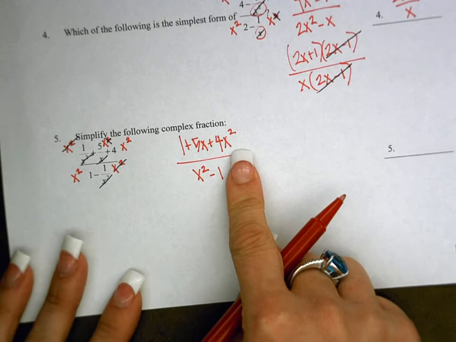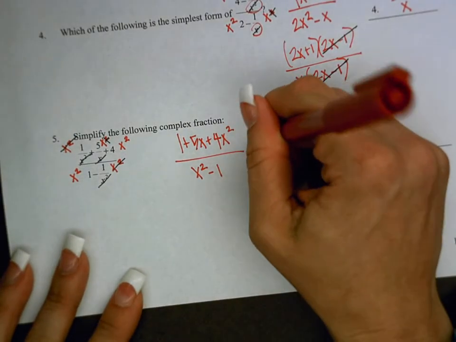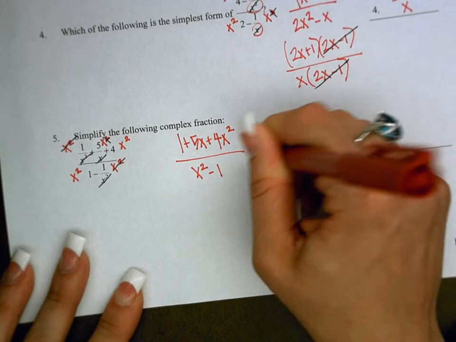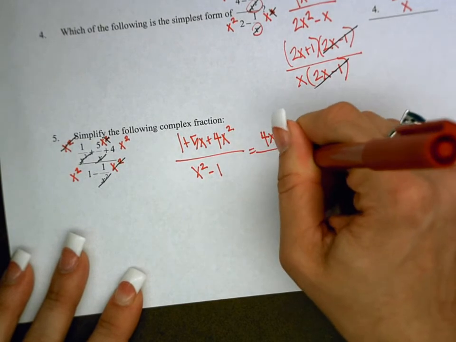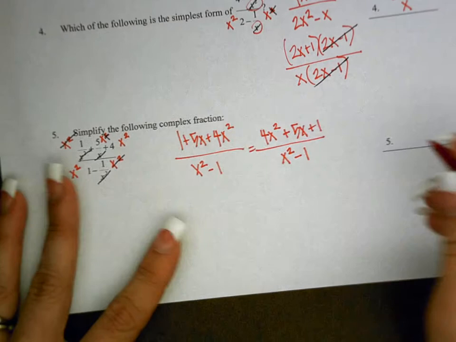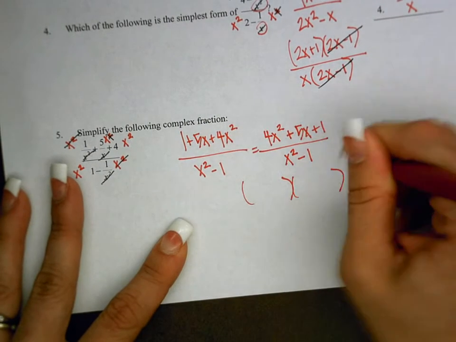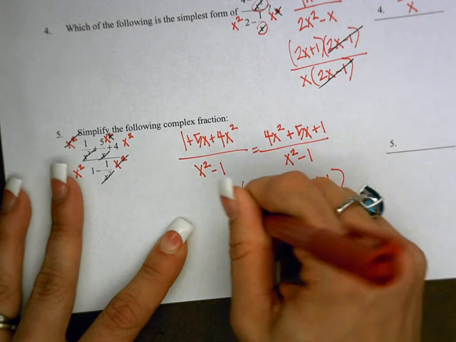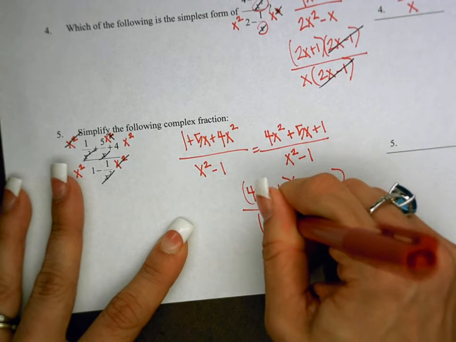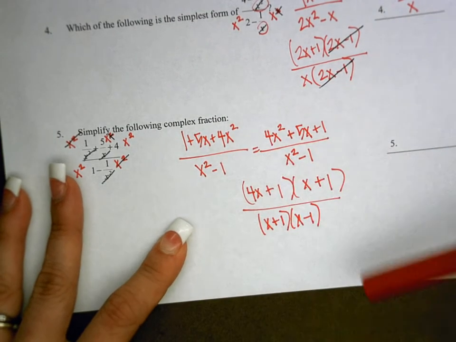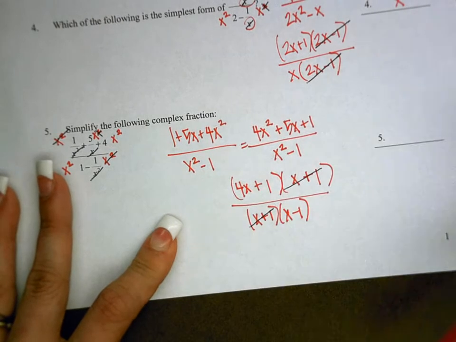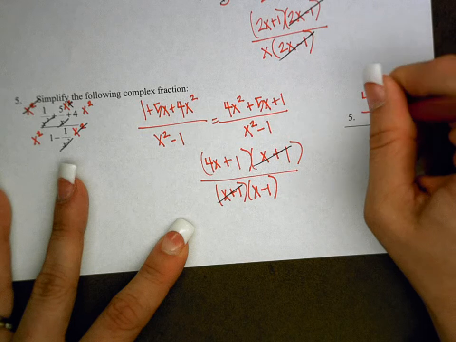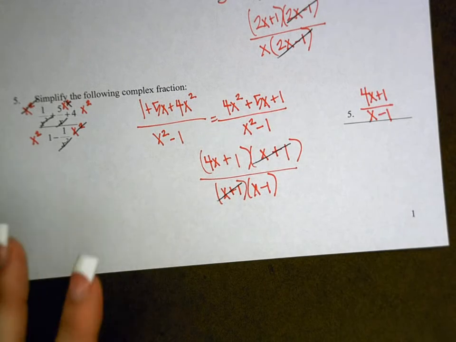If you want to, because these are all positive, you can rearrange this and write it in descending exponent order. You don't have to. You could factor it the way it was, but you can change that. This is going to factor in the numerator to be a 4x plus 1 and an x plus 1. In the denominator, that factors to x plus 1 and x minus 1. The x plus 1s will cancel each other out, so you should end up with an answer of 4x plus 1 over x minus 1.